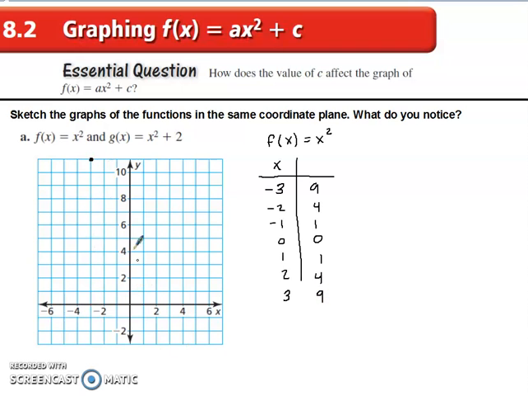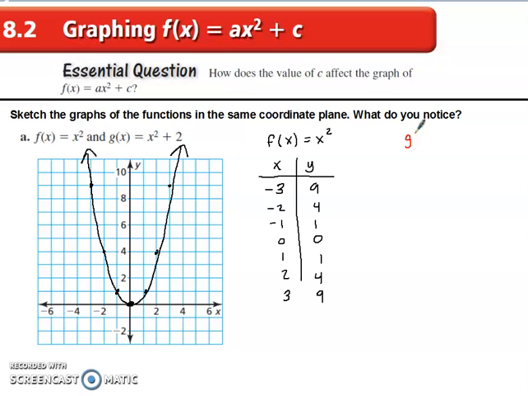Plotting these points, my graph is going to take the shape of a parabola because this is a quadratic expression. Actually, these points should be at 9. So -3, 9. So my graph should look something like this. It is a U-shaped graph, and this turnaround point, the vertex as we call it, is at the origin.